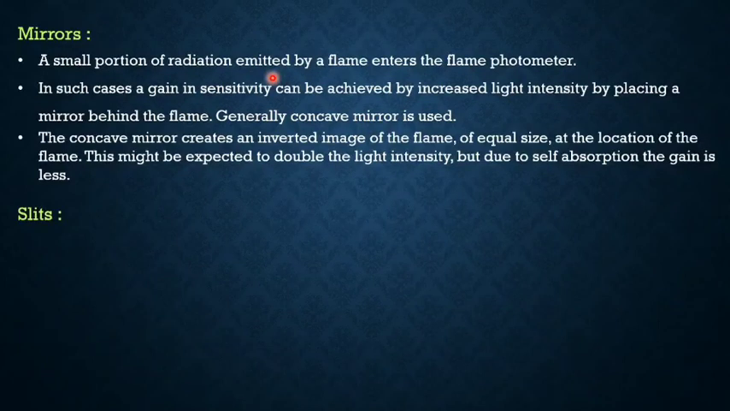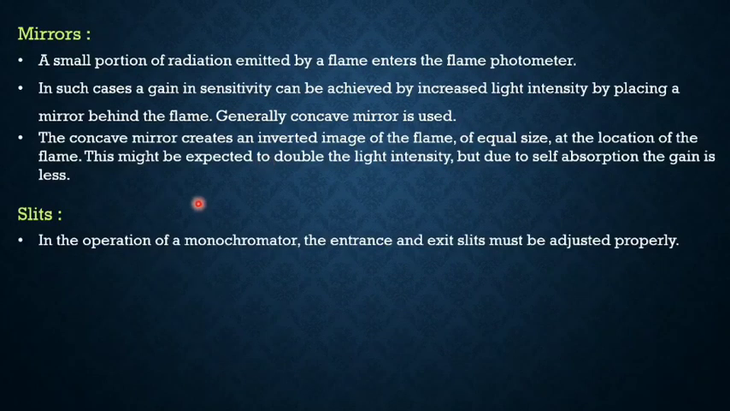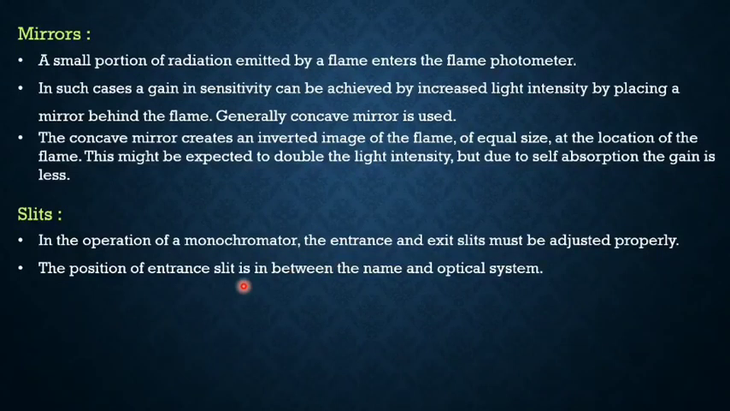Next component is the slit. There are two types of slit, entrance slit and exit slit. In the operation of the monochromator, the entrance and exit slit must be adjusted properly. The position of the entrance slit: it is placed between the flame and the detector.